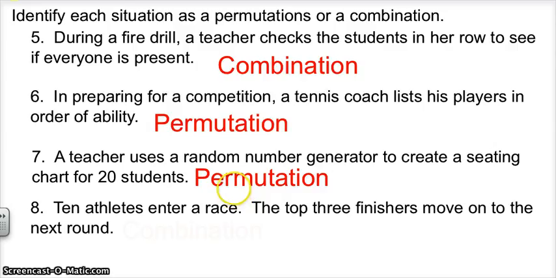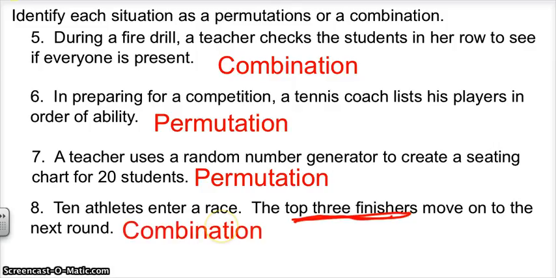And then finally, 10 athletes enter a race. The top 3 finishers move on to the next round. Now, the important part here says the top 3 finishers. It does not say first, second, and third. It just says top 3 finishers move on to the next round. It doesn't matter if I'm first or second because I still move on to the next round. So here is a combination.